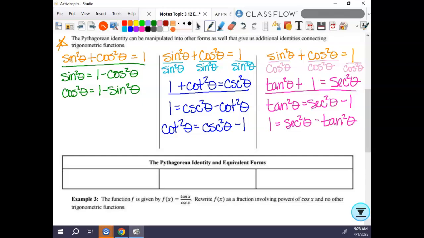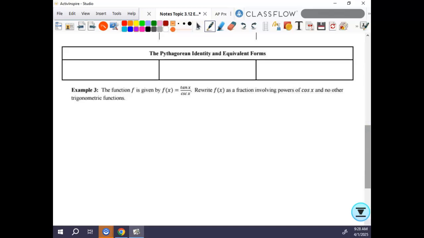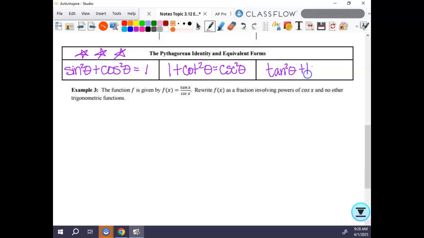So the actual identities here then that we have, the equivalent forms here, let's write down sine squared theta plus cosine squared theta equals 1. This is the guy that you absolutely have to know. Okay. Then we have 1 plus cotangent squared theta equals cosecant squared theta, and tangent squared theta plus 1 equals secant squared theta.